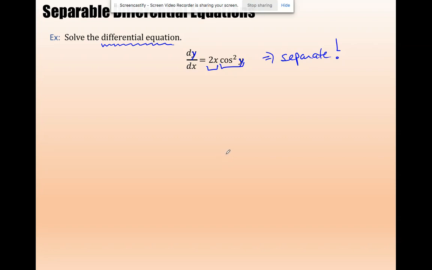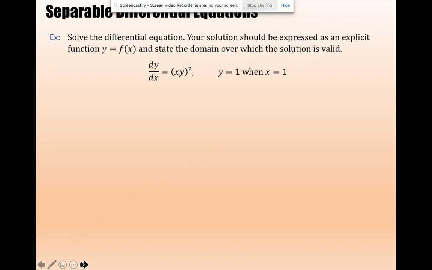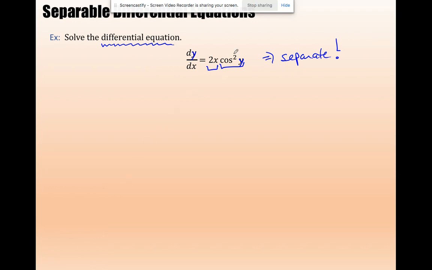In AP rubrics, if this is on long answer and you do not separate the variables, they will not read the rest. They consider that an egregious conceptual error, and they will not read the rest of your work. You do not get partial credit from there. Oops, sorry. So separate. Take the independent variable and move it to the other side, legally.